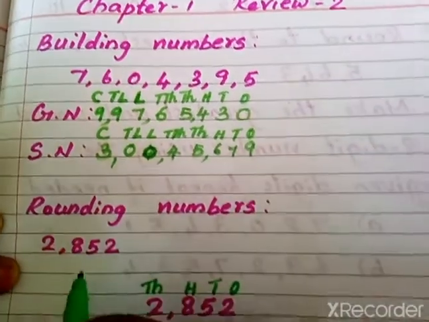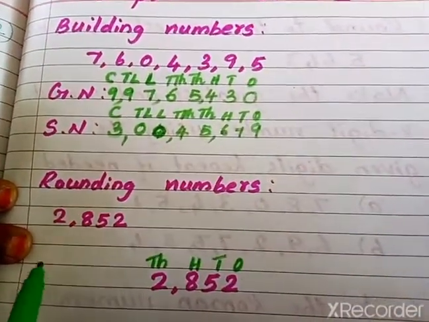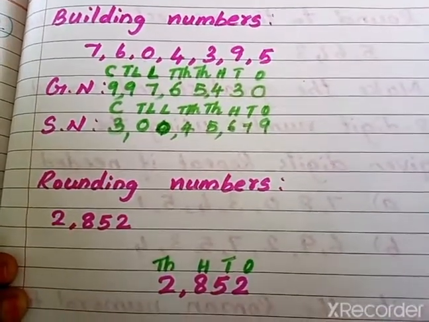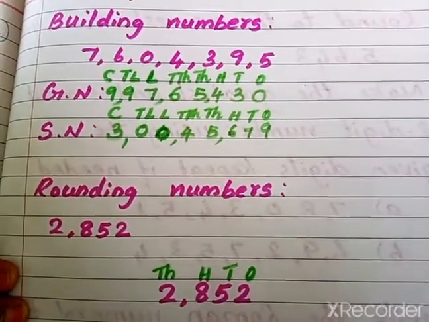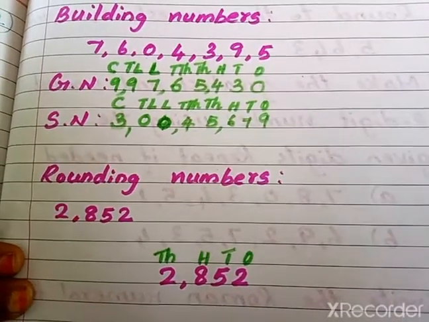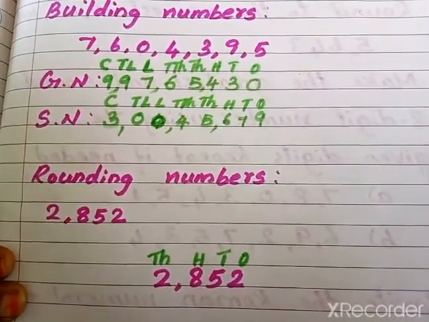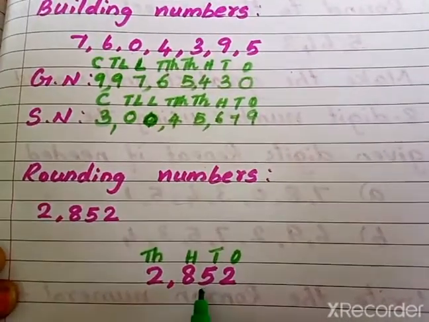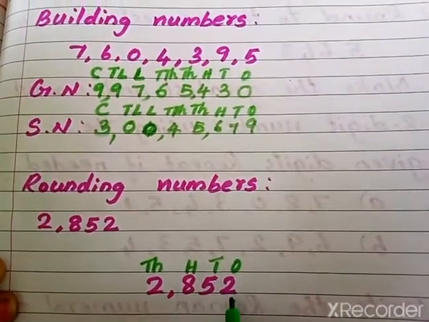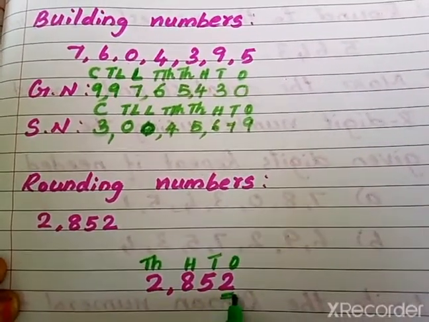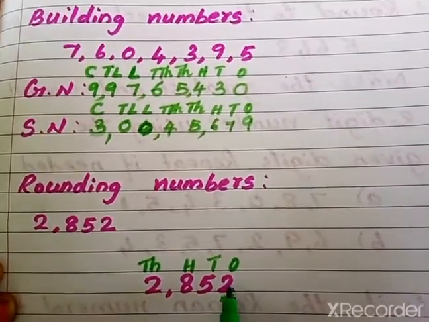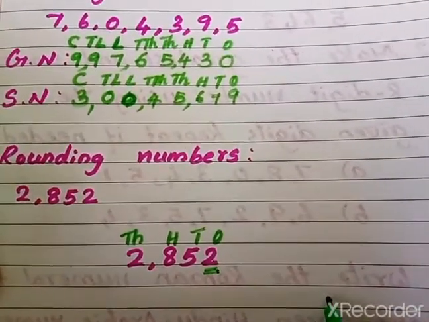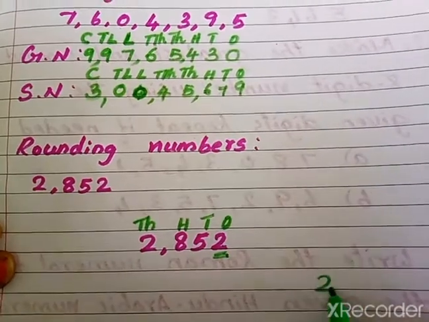Next topic is about rounding numbers. So here I have a number 2852. This number I need to round off to the nearest 10, nearest 100 and nearest 1000. Let us see first how to round off to the nearest 10. Since I am going to round off to the nearest 10, I must see the digit in the ones place, right? So what is the digit in the ones place? 2. This 2 I must compare with 5. When I compare with 5, 2 is smaller than 5.